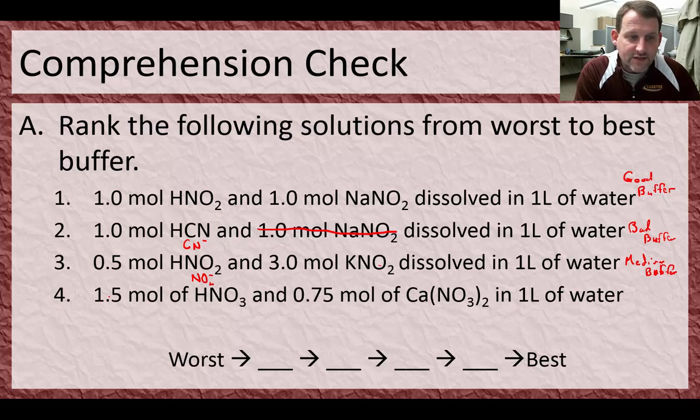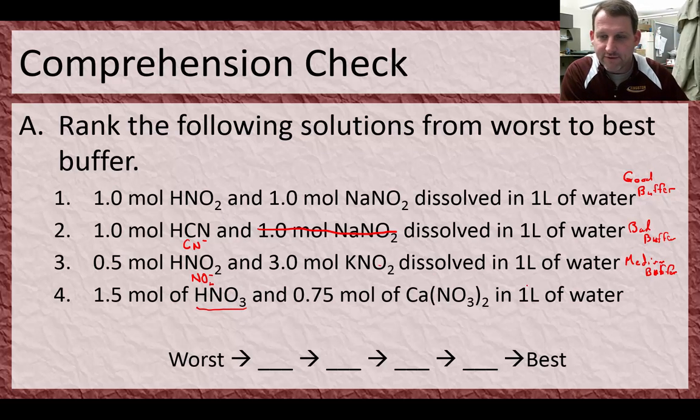All right, this next one. So we end up with 1.5 moles of HNO3. And the one thing to notice here right away is that this is a strong acid. And it won't matter because strong acids do not make good buffers. This is not a buffer. So this one's going to be not a buffer.